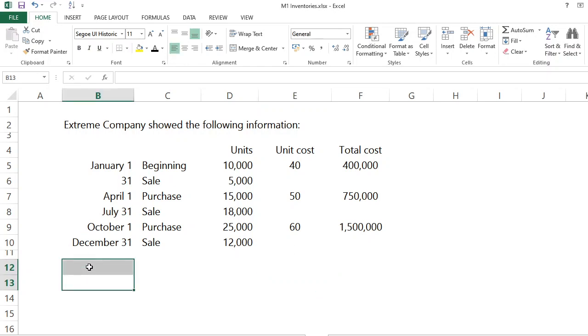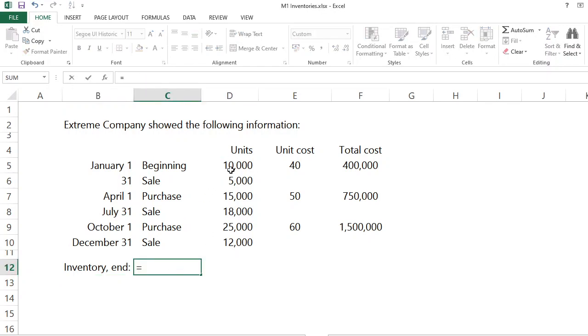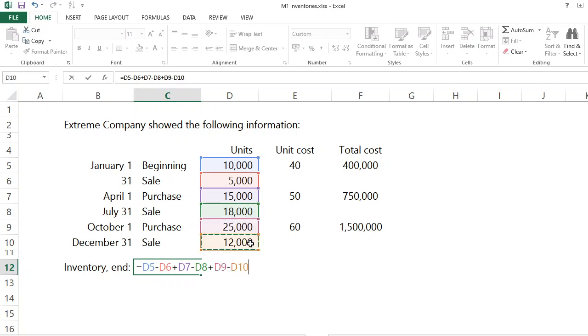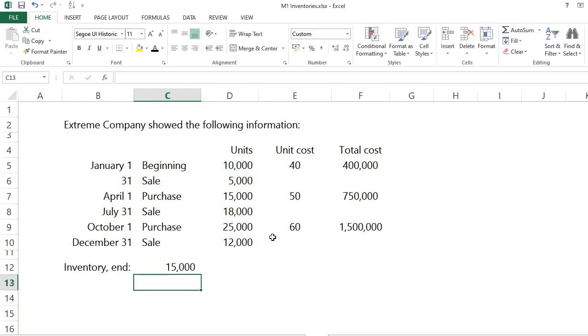Let's begin with FIFO. We have the inventory end. We have 10,000. Sige, dali na ko ibutang. 10,000. Nakabaligya daw ta og 5, so minus yun. And then, nakapalit tag 15,000 plus. Nakabaligya 18, minus na pod. Nipalit na pog 25, and nibaligya na pod og 12. So, plus minus lang. Therefore, ang nabilin nga inventory is 15,000.